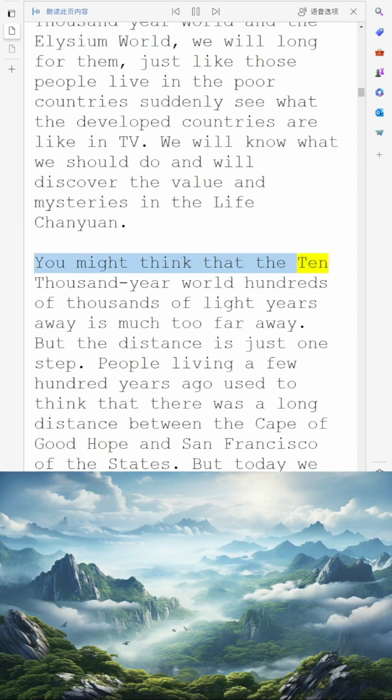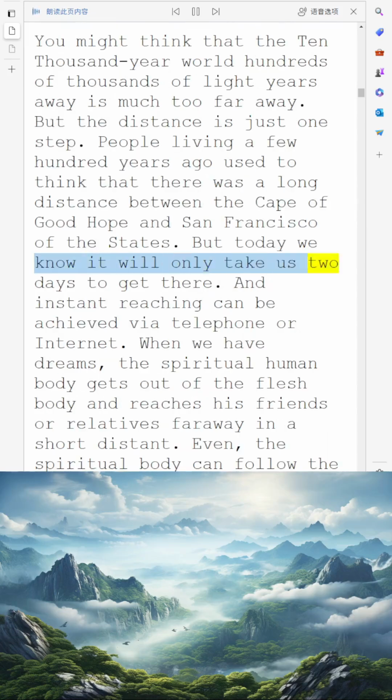You might think that the 10,000-year world hundreds of thousands of light years away is much too far away. But the distance is just one step. People living a few hundred years ago used to think that there was a long distance between the Cape of Good Hope and San Francisco of the States. But today we know it will only take us 2 days to get there. And instant reaching can be achieved via telephone or internet.